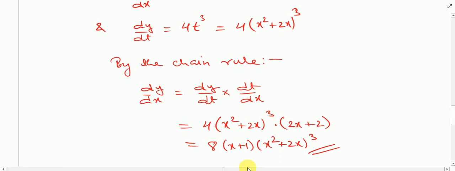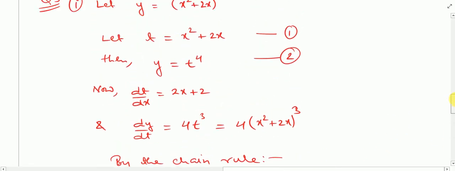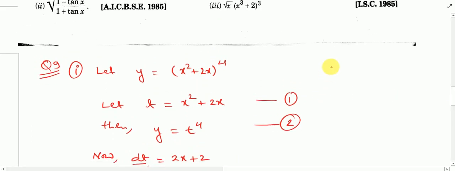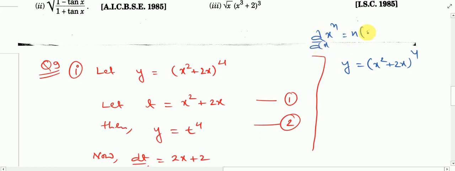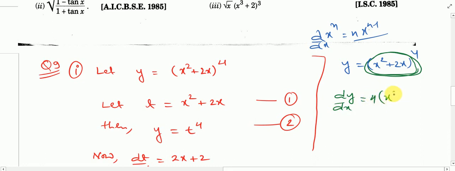You can do it directly also. If they have not asked you to use chain rule, then you can do it directly. Like here, y is equal to x square plus 2x to the power 4. You know that formula, x to the power n. So here you think this whole thing as x for yourself, okay? Then when you differentiate this, you will get 4 times this, and the power will be reduced by 1.